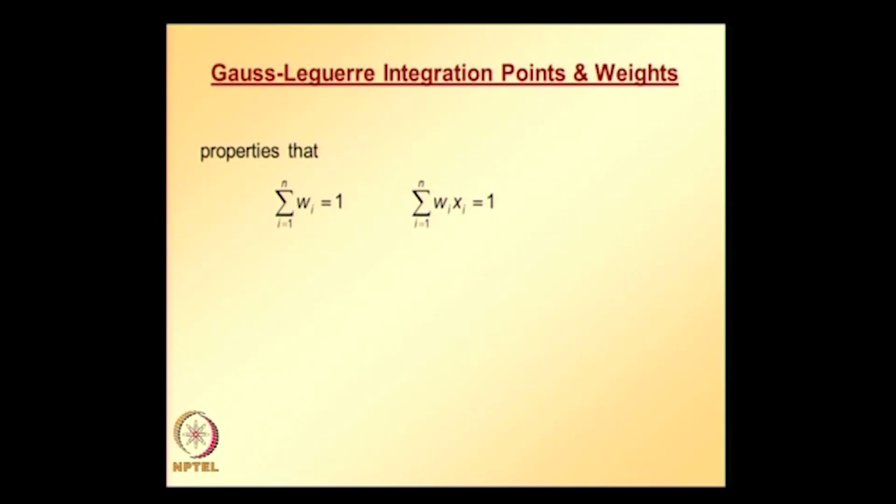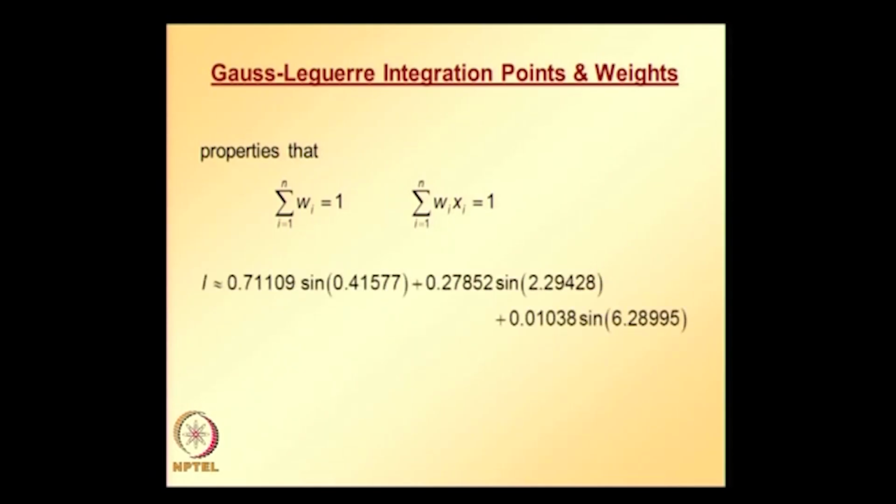So the locations and the corresponding weights satisfy these two conditions. And now coming to evaluation or estimation of the integral 0 to infinity e^(-x) sin x dx, the details of calculations are given here, and it turns out that simplification of this results in 0.496. We can also find the exact solution for this particular problem, which is actually 0.5.